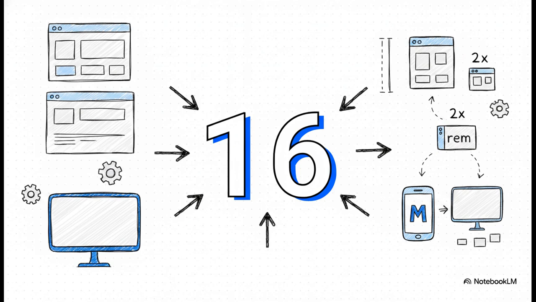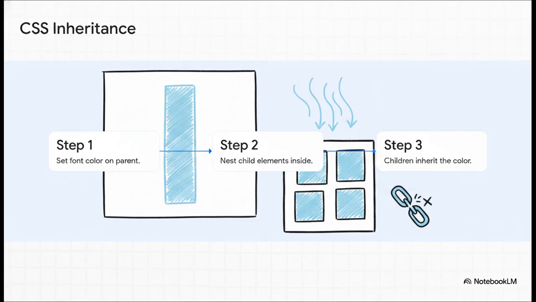Doing this makes designing for mobile screens infinitely easier, for sure. Another incredible time saver in CSS is the concept of inheritance. Instead of sitting there styling 100 individual paragraphs, you just apply a style to their parent container. So step 1, you set the font color on the parent. Step 2, you nest child elements inside that parent.